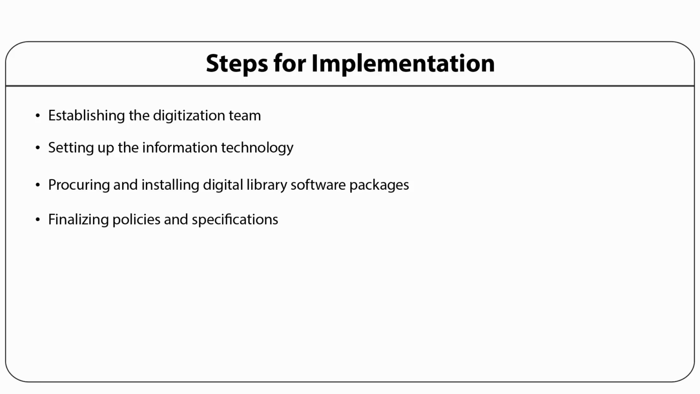The next step is finalizing policies and specifications. Here we need to finalize what policies we are going to follow for the digital library. For example, what kind of materials are to be added to our collection, how that collection is going to be given access, and who can participate to deposit that collection. All the specifications and copyright issues, we need to discuss on this slide.